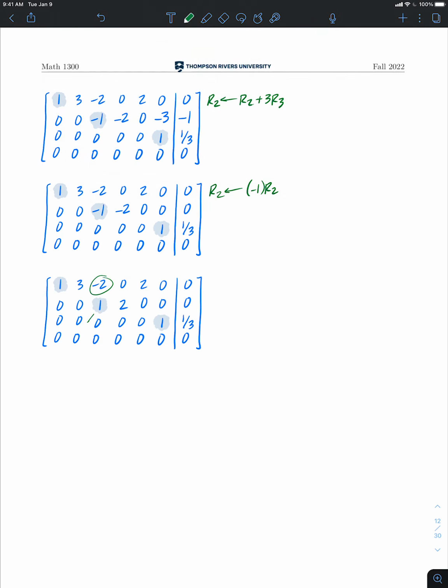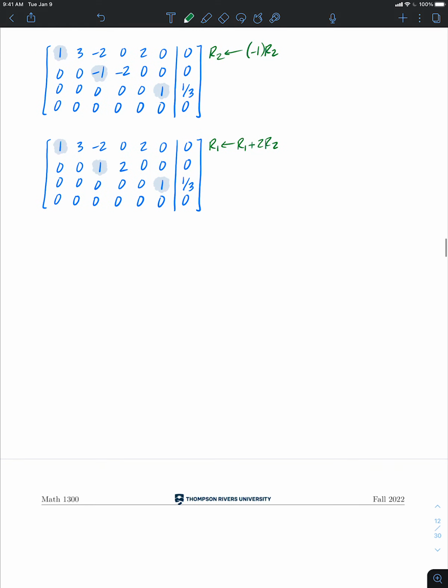How do we get rid of the -2? Using that pivot entry of positive 1, just add the 1 twice. But we have to add the whole row, of course, right? So we're going to take row 1 and replace it with row 1 plus 2 times row 2. Okay, so that's how we can get rid of that -2.